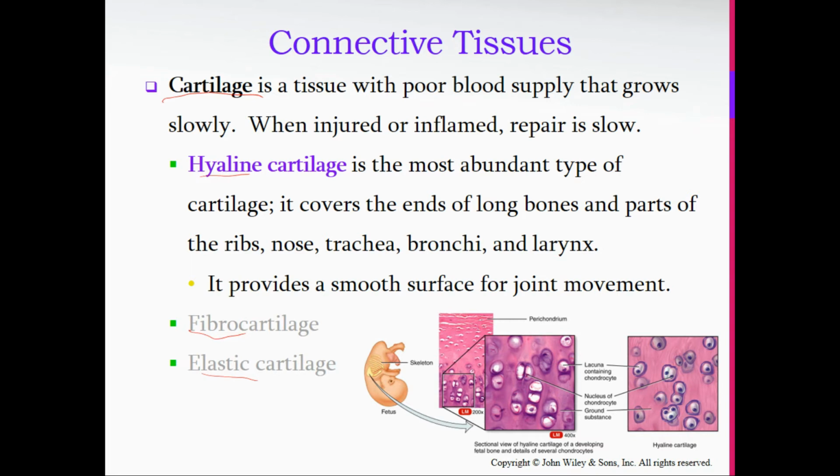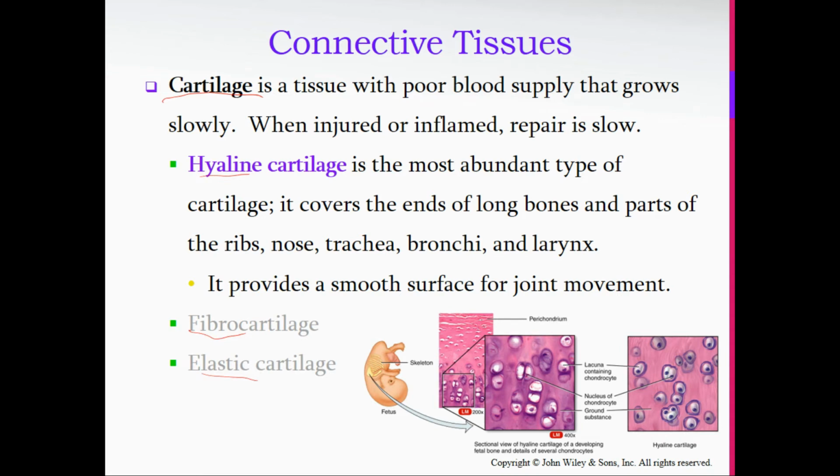Cartilage is a tissue with poor blood supply and grows slowly. So we go back to my earlier statement. When a doctor tells you, when you hurt your knee or your ankle, they say, oh, it would have been better if you broke it. This is what they're talking about. Because the cartilage grows slowly, that means it will heal slowly as well. And a lot of times a broken bone is going to heal better than torn cartilage. When injured or inflamed, repair is slow.